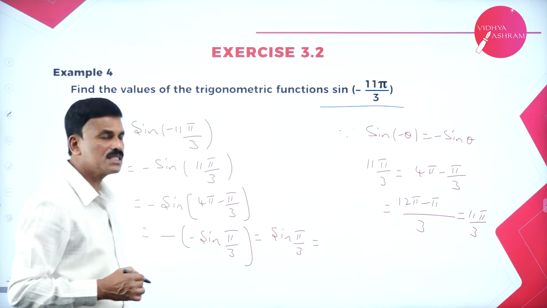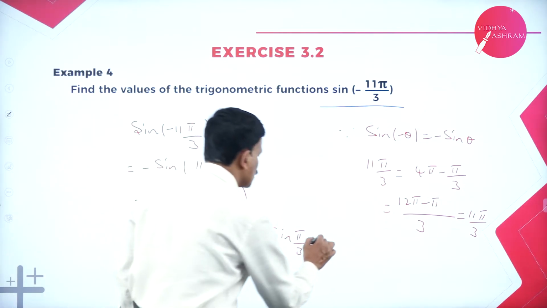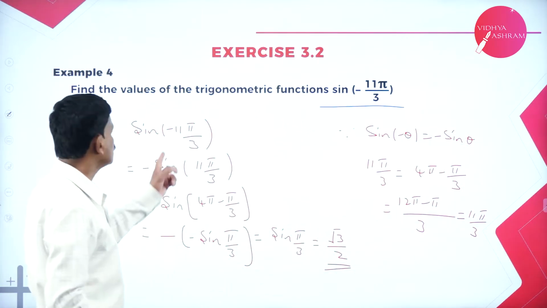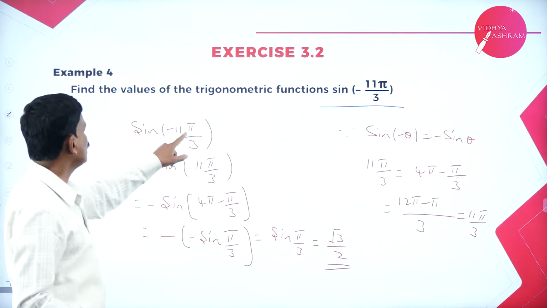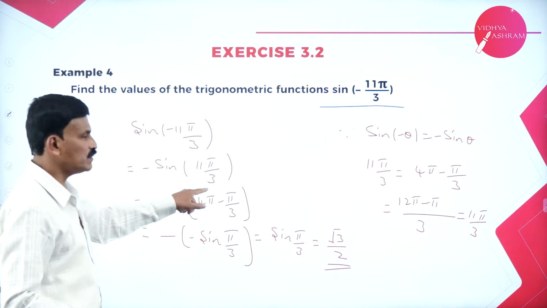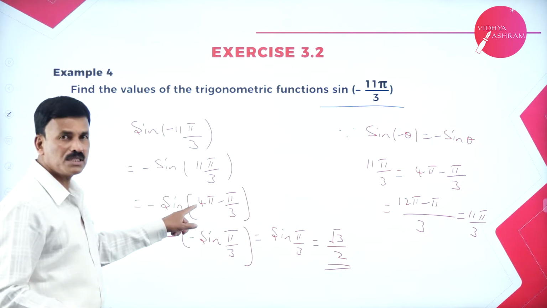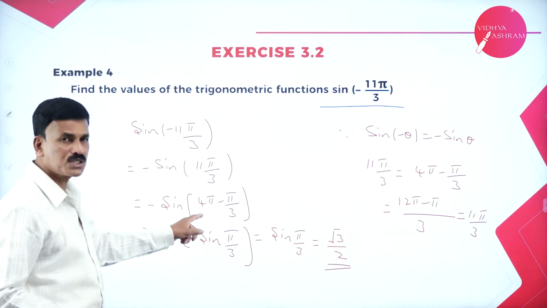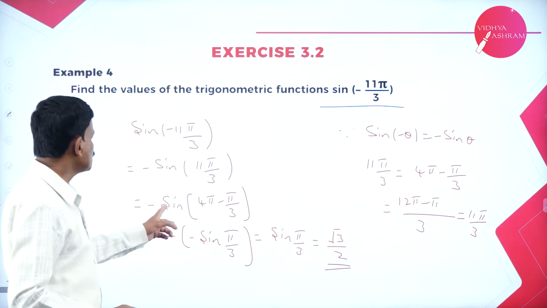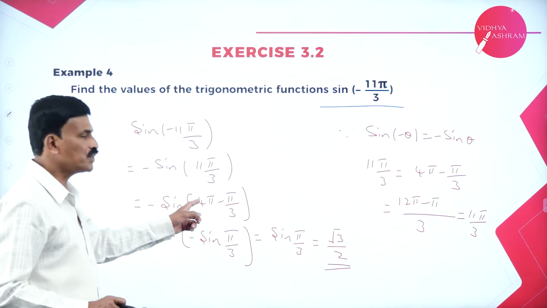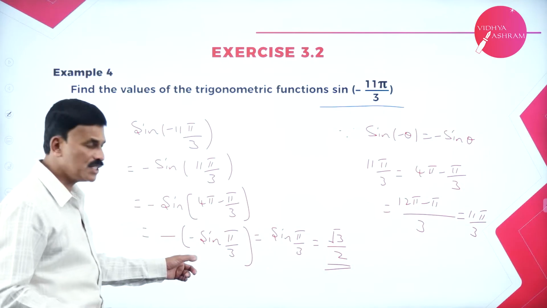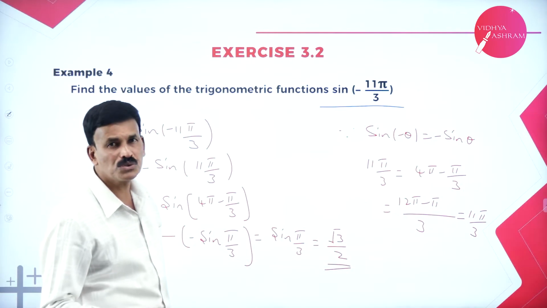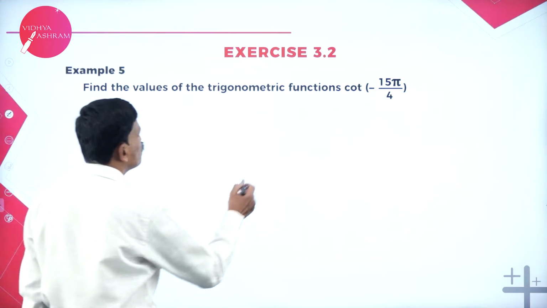Sine pi by 3 is nothing but sine 60. Sine 60 is equal to root 3 by 2. The simplified answer is root 3 by 2. That's it. So, here, first, sine of minus 11 pi by 3 can be written as minus of sine 11 pi by 3. 11 pi by 3 can be split as 4 pi minus pi by 3, since 4 into 3 is 12 pi minus 1 pi is 11 pi by 3. Since this is of the form sine of 4 into 180 minus theta is equal to minus sine theta, minus of minus sine pi by 3 is plus sine pi by 3, and sine pi by 3 is equal to root 3 by 2. Now, let us come to the next problem.